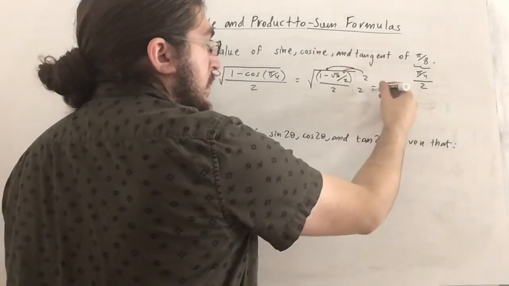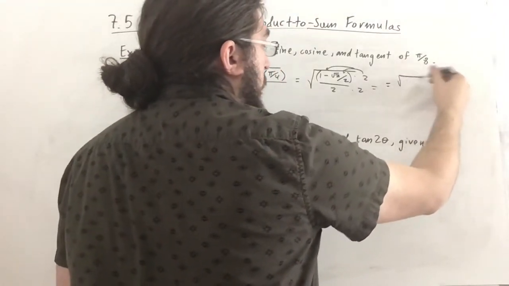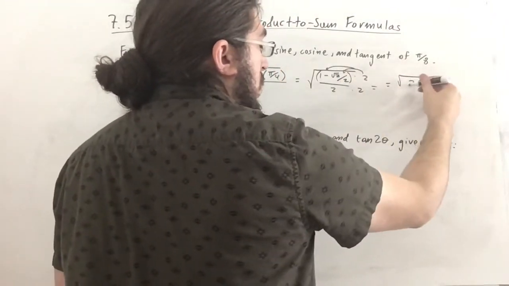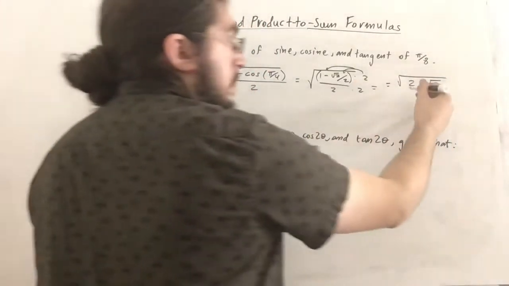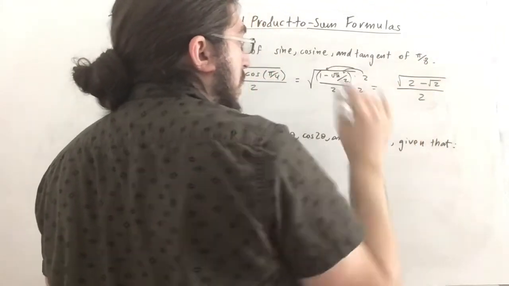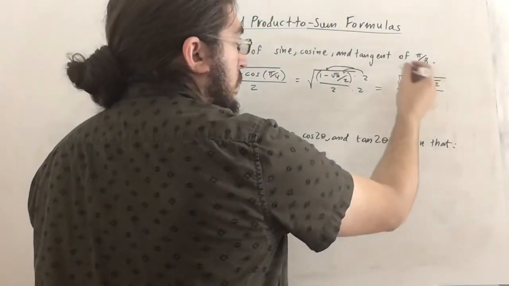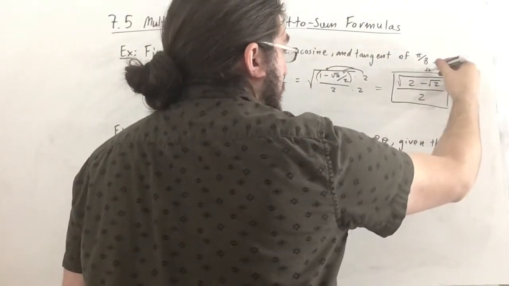up getting is, let me just erase for space here. In the numerator, you end up getting 2 minus radical 2. In the denominator, we get radical 4, which is 2. So this is the value for sine. Perfect. So that's sine of pi over 8. Let me just label that as sine.